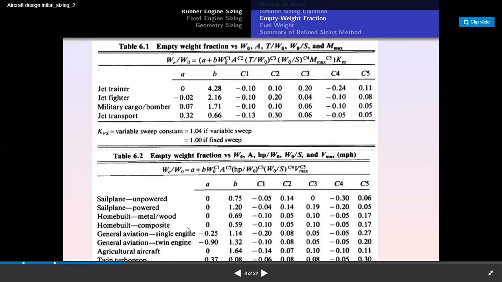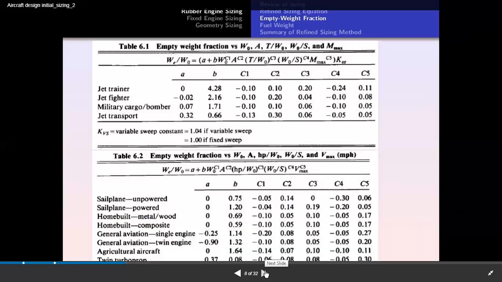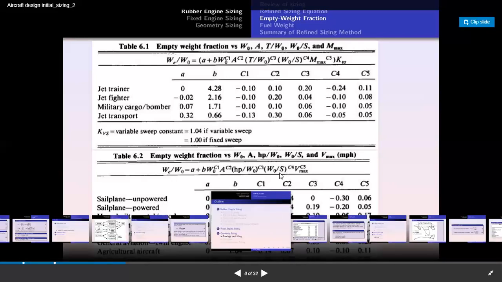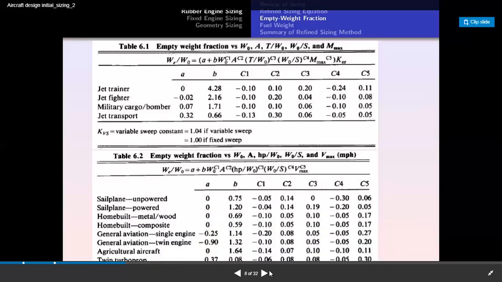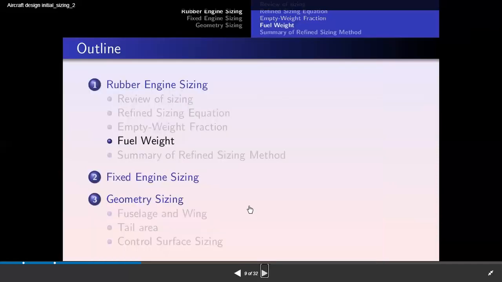Home built metal, wood, home built composite, general aviation single engine, general aviation twin engine, agriculture aircraft, twin turboprop, right? These are the different types of propeller based aircraft. So the only change when you look here is that HP by W naught is called power loading, and this is called thrust to weight ratio. Thrust to weight ratio for jet engine aircraft and power loading for propeller based aircraft. Clear?